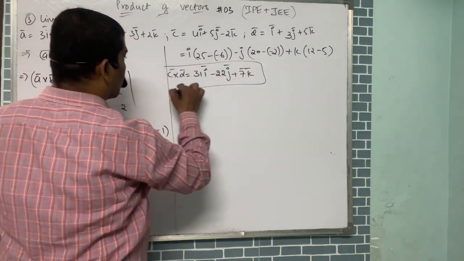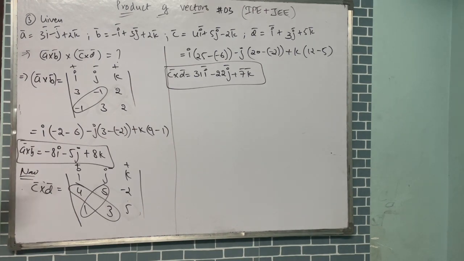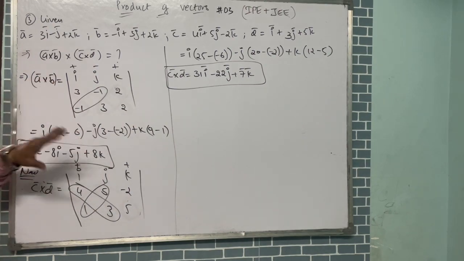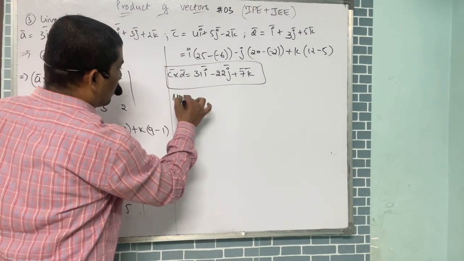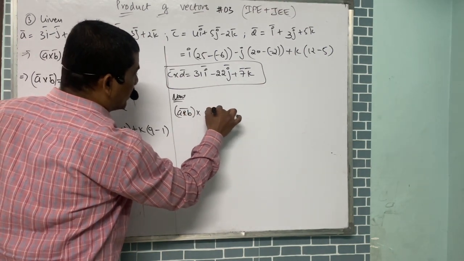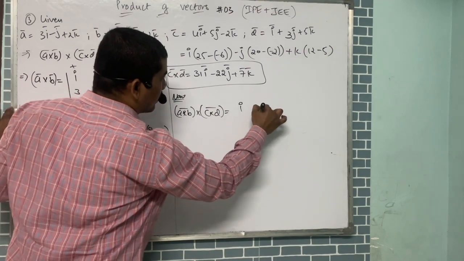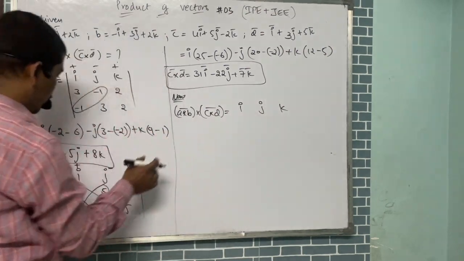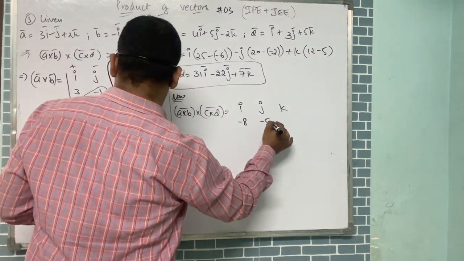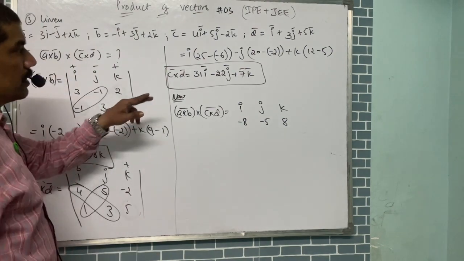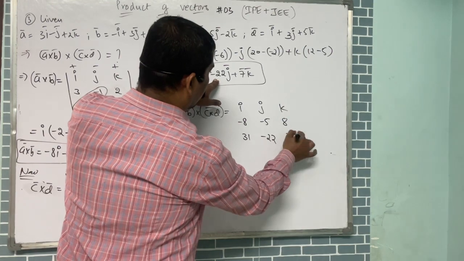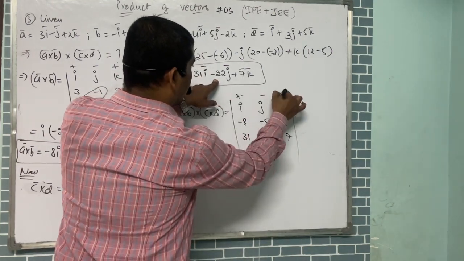Okay everyone. Now we should find out these two vectors' cross product. Now this is also a vector, that is also a vector. Their cross product we should find out. Now A cross B cross C cross D. So I, J, K. A cross B: I component is minus 8, J component is minus 5, K component is 8. C cross D: I component is 31, J component is minus 22, K component is 7. Plus minus plus.